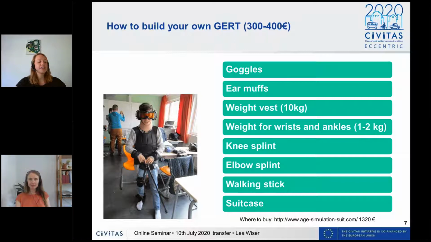And it's a really good starting point into the project. And afterwards, we have some questions about it. How did you feel? What consequences do you see for older people when they use public transport?